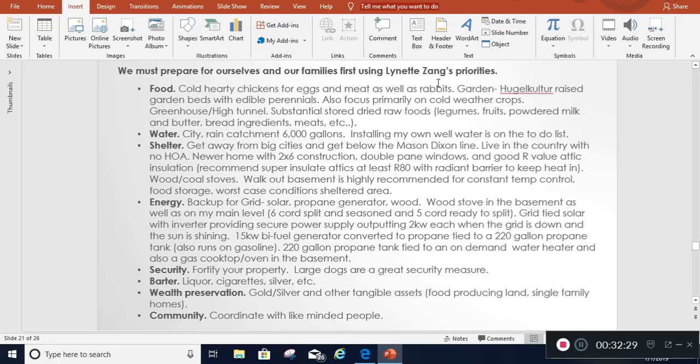Oh, and I forgot to talk about rabbits up here too. Rabbits are excellent cold hardy animals. Barter: liquor, cigarettes, silver, eggs, rabbits, chickens, all that stuff is going to be excellent barter. Wealth preservation: gold, silver, other tangible assets. Community: coordinate with like-minded people.